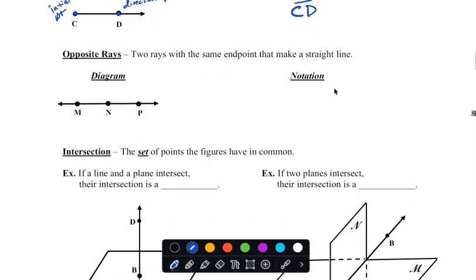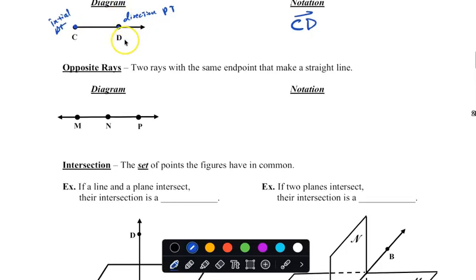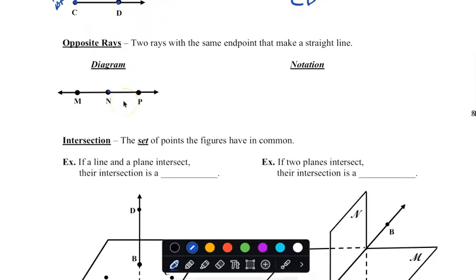Okay, opposite rays. That's two rays with the same endpoint that make a straight line. So if you take this concept, like we start at C and we go in either direction. Over here, if we start at N and we go this direction, that is ray NP, right? Starting at N going to P. An opposite ray would start at N but go the opposite direction, toward M. Right, so those are two rays going in opposite directions. One starts at N and goes toward the M direction, and one starts at N and goes toward the P direction. Those are opposite rays.